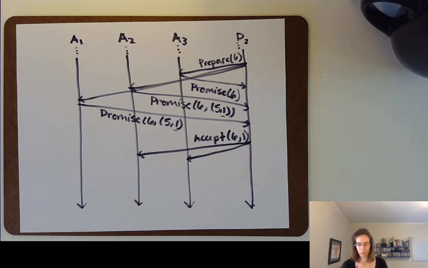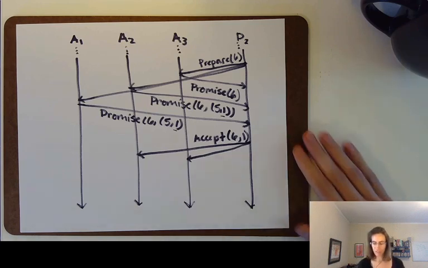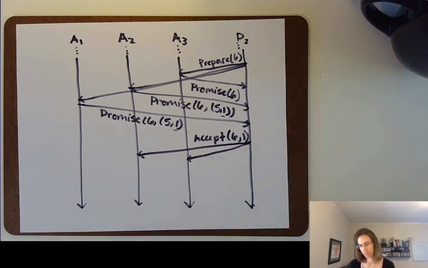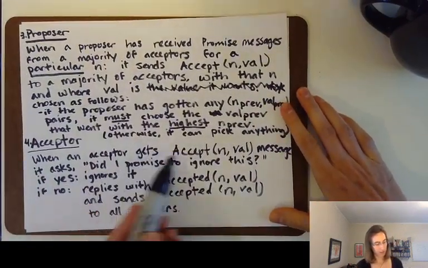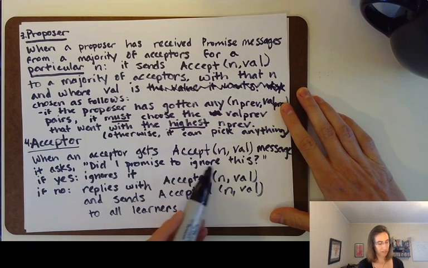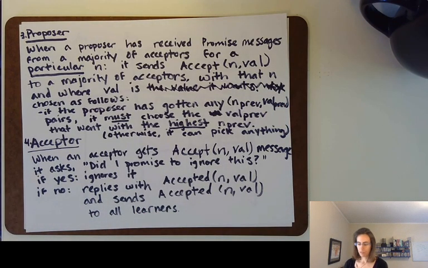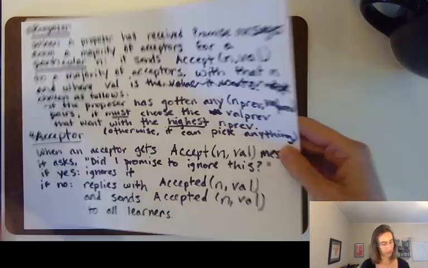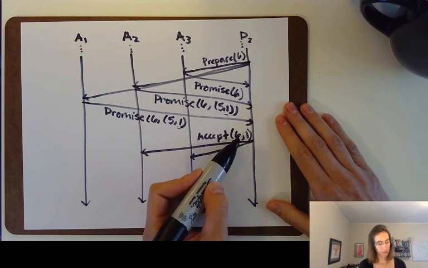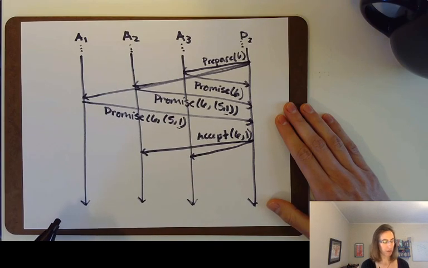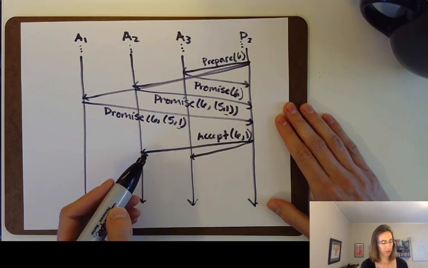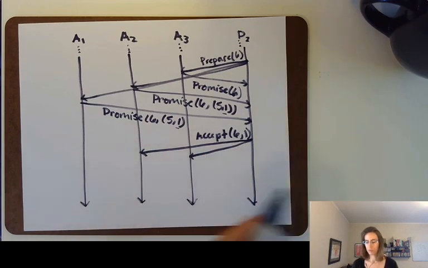Okay, so what do the acceptors do? Well, what does an acceptor do when it gets an accept message? What do our rules say? When an acceptor gets an accept message, it asks, did I promise to ignore this? Well, did our acceptors previously promise to ignore messages with a proposal number of 6? No, they didn't. All their interactions with P1 over here had a proposal number of 5. So it didn't previously promise to ignore things with a proposal number of 6. So it doesn't have to ignore anything.